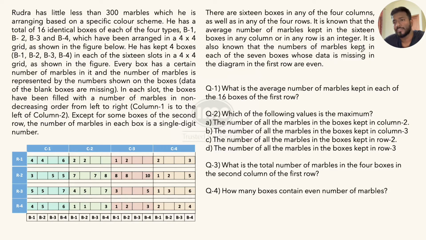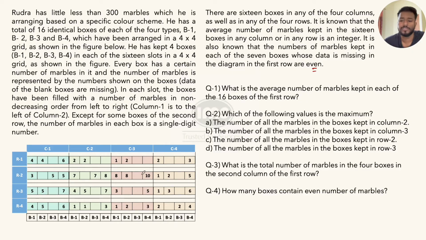It is also known, last condition, that the number of marbles kept in each of the 7 boxes whose data is missing in the diagram in the first row are even. So it is clearly mentioning only the first row. So the values in the first row which are missing are even. So this could be a good starting point. Maybe this will help in solving this particular passage. Now on the basis of this, we have the following 4 problems.